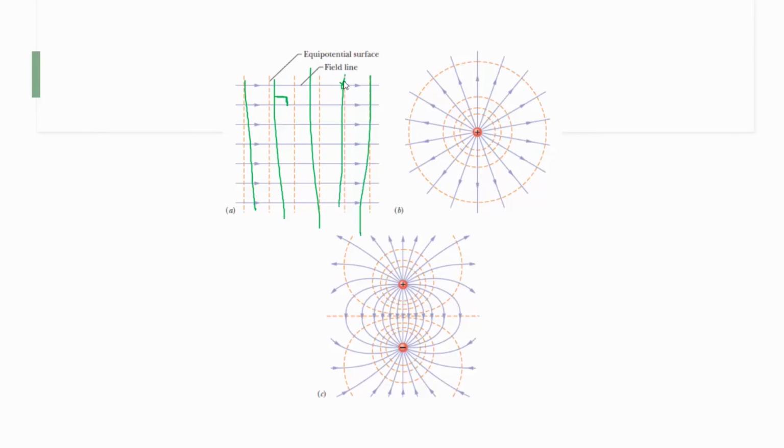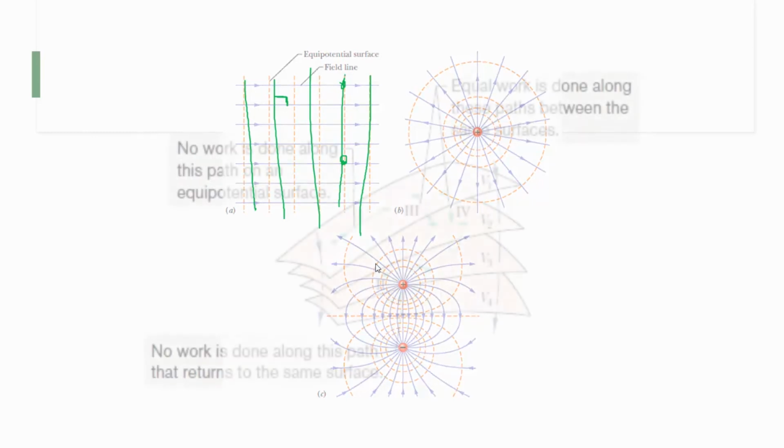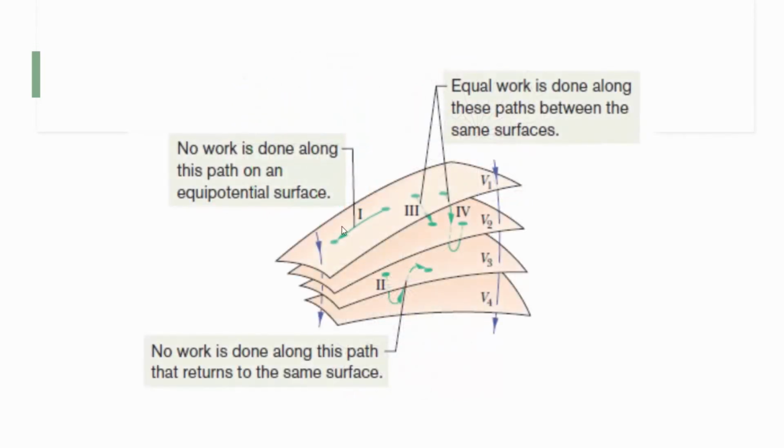So, kung ano yung potential at this point, yun din yung potential at this point. There's not much understanding through it. That's just it. No work is done along this path on an equipotential surface. So, kung may equipotential surface ka, moving from one point to another point does not require work. So, yung work is 0.